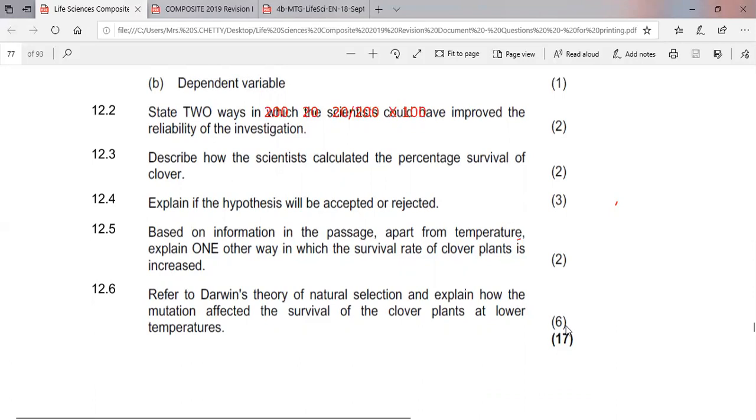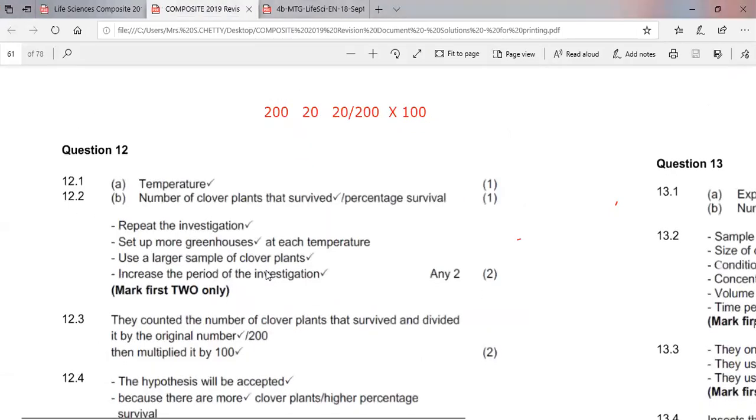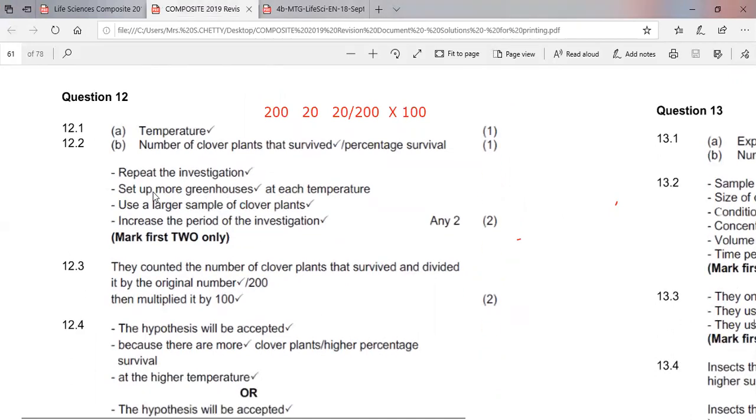But how would we get 6 marks, babies? How would we get 6 marks? Let's look at it. Temperature, that was the independent factor. This was a dependent factor. Repeat the investigation. Set up more greenhouses at each temperature. Use a larger sample. Remember I told you there were 200? Perhaps you can use a larger sample. Okay, so we have repeat the investigation, use an even larger sample than 200, and set up more greenhouses at each temperature. That would be almost like repeating.